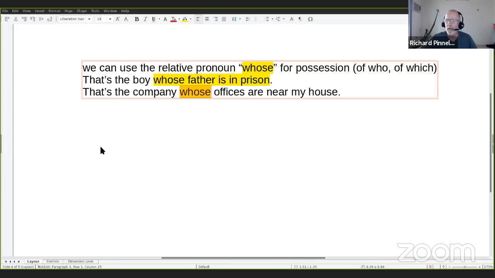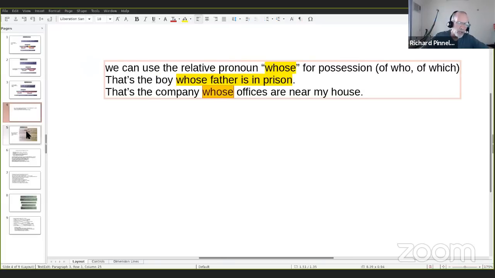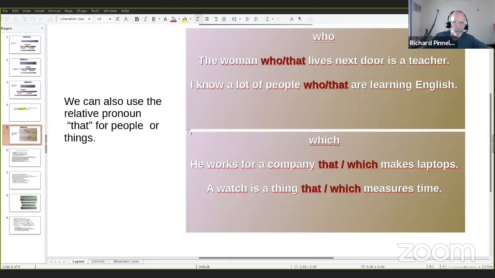So we've seen today four relative words, or one was a relative adjective, but it serves the same purpose. Which for things, who for people, where for places, and whose for possession. So let's carry on then, see what else we've got here.